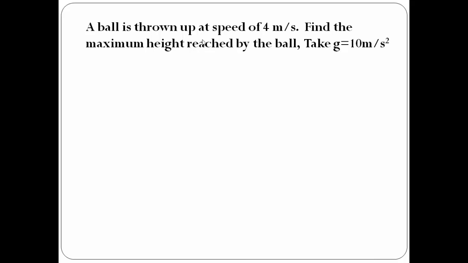A ball is thrown up at a speed of 4 meter per second. Find the maximum height reached by the ball. Take acceleration due to gravity as 10 meter per second square. So here, what are you given? Initial velocity is given as 4 meter per second. Acceleration due to gravity is given as 10 meter per second square. And final velocity will be 0, because when you throw the ball upwards, it reaches the maximum height and stops there momentarily before returning back. So final velocity will be 0.